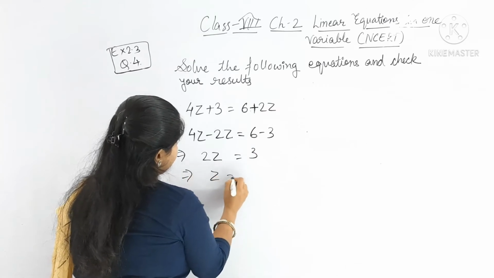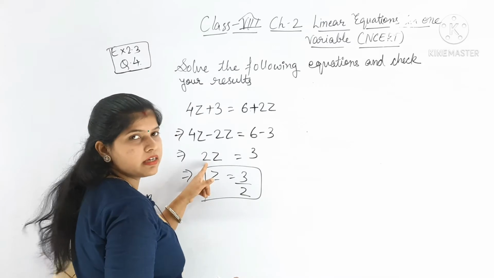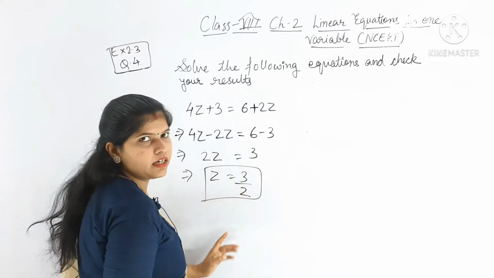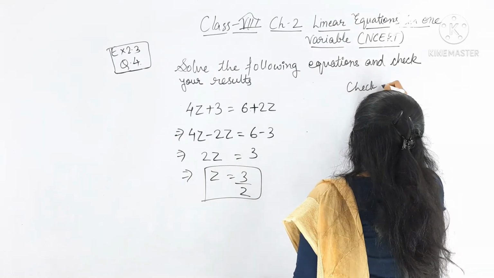So what am I getting here? z is equal to 3 by 2. Okay, this is multiplication, so we have to divide after transposing. Okay, so we have to check the result also here.